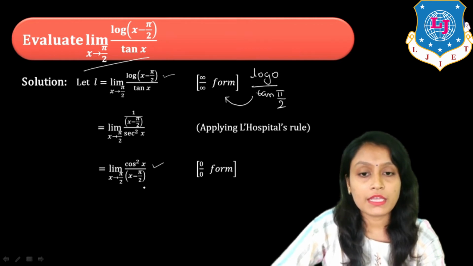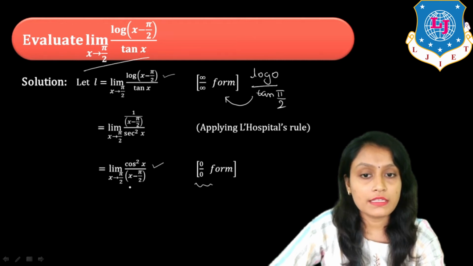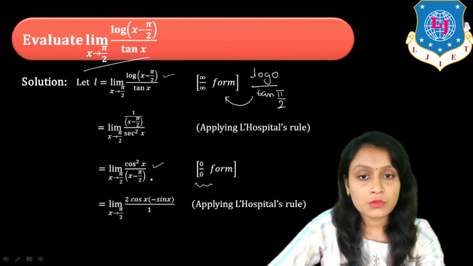Now if you substitute x is equal to pi by 2, you will get the form 0 by 0. Why? Because we know the answer of cos pi by 2 is 0 and this pi by 2 minus pi by 2 is also 0. So we will apply L'Hopital's rule again. First apply the derivative here. You will get 2 cos x into the derivative of cos x, that is minus sin x, upon the derivative of x minus pi by 2, which is 1. Now substitute x is equal to pi by 2 here, and you will get the answer 0, because the answer of cos pi by 2 is 0. So the final answer of the limit is 0.